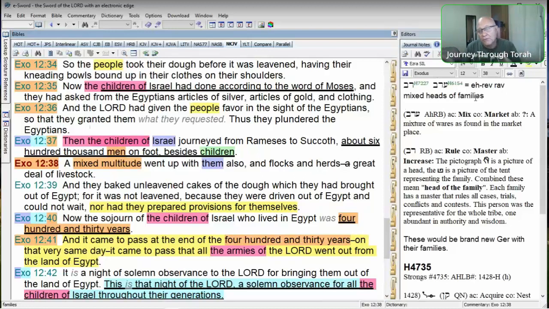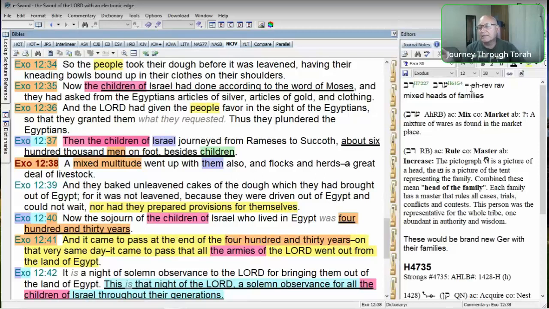When it says you love your neighbor as yourself, it's not talking about the guy next door. It's talking about the man who dwells with you, the Ger who dwells with you. And we're going to talk about that when we talk about the fourth commandment. Oh, they all fit together so perfectly when you begin to understand what's going on.